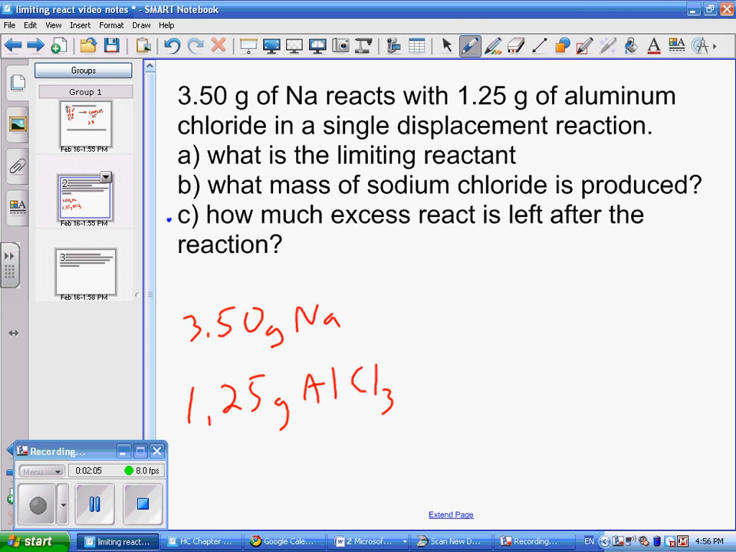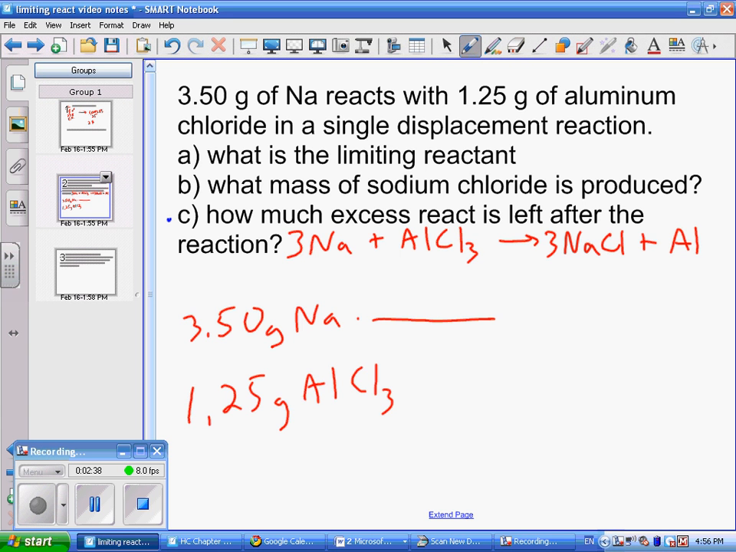What I should have done first is write my balanced equation. So I have Na plus AlCl3 yields, and this is a single displacement reaction, so sodium will take the place of aluminum, and aluminum will be alone. To balance this, I need a 3 here, and I need a 3 here. Okay? So what I need to do is stoichiometry. And often I've told you guys that limiting reactant problems or excess problems are just applied stoichiometry.